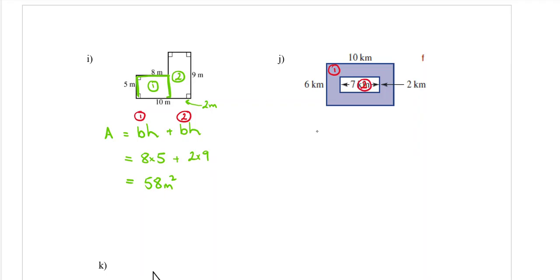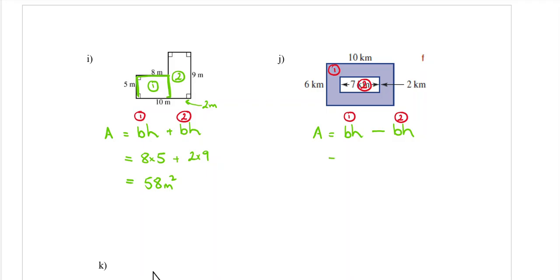When it comes to making a formula, the formula for a rectangle is A equals BH for the first rectangle. This time, because I'm cutting it out, I'm going to subtract the second rectangle, which is BH. But they're two different sized rectangles. So this is rectangle number 1, and this is rectangle number 2.